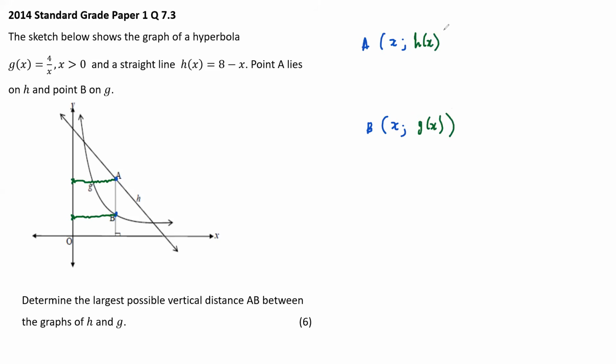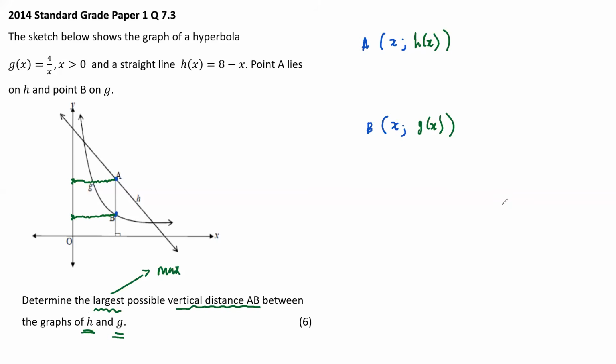They love these questions in paper 1 under the topic functions, where you're given a vertical line, and then from there on, you're supposed to come up with an equation for that vertical line. So when you're looking for the distance, and I'm reading the question right now, it says determine the largest possible vertical distance AB between the graphs of H and the graphs of G. Largest, another word you can think of is maximum possible vertical distance AB.